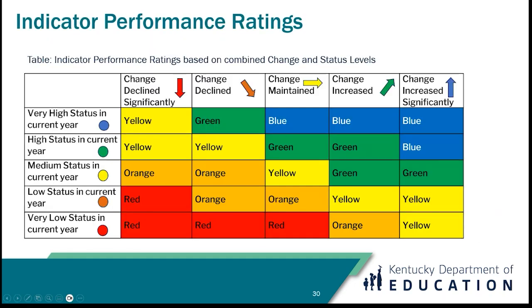This table shows us how to find an indicator performance rating based on the combined change and status levels. You will likely become very familiar with this table because you'll reference it for each of your indicators. Down the left-hand side of the table, we have status ranging from very high to very low, and across the top, we have change ranging from decline significantly to increase significantly. Your indicator performance rating will be where status and change intersect on the table.